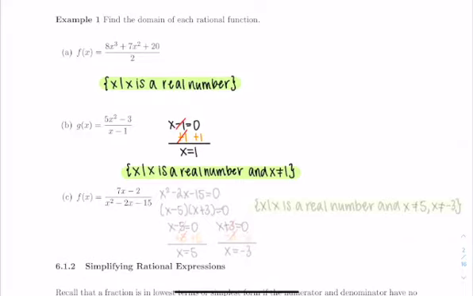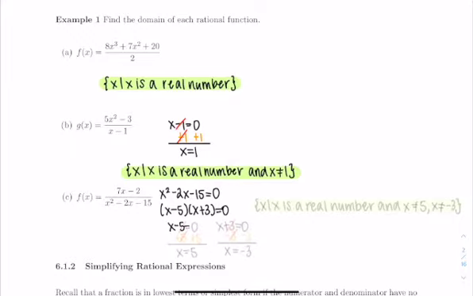Let's look at the third one. f of x equals 7x minus 2 over x squared minus 2x minus 15. Again, we need to set the denominator equal to 0 and solve. So x squared minus 2x minus 15 equals 0. And this is where the last chapter comes into play. You need to be able to factor this, set them equal to 0, and solve. When I factor this, this becomes x minus 5 times x plus 3 equals 0.